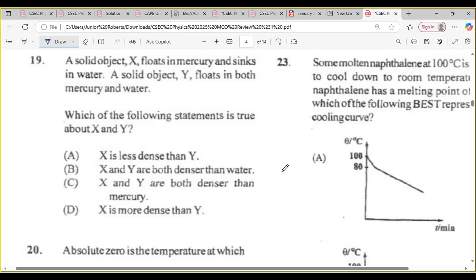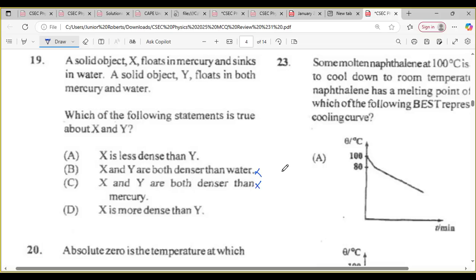X is less dense than Y? We have X and Y are both denser than water? This is not true, because it said that Y floats in water, so it cannot be more dense. X and Y are both denser than mercury? So let's see. X floats in mercury, Y floats. So this is not so. X is more dense than Y.